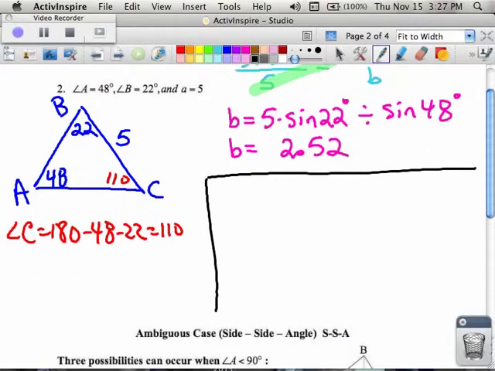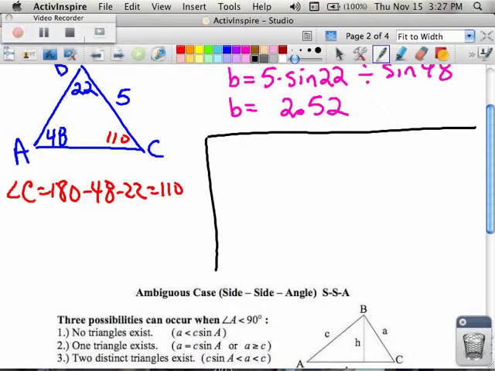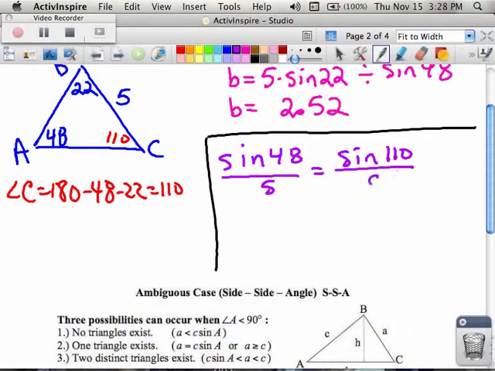And then if I want to do the last part of this particular problem, what I know is I could set it up in a similar manner. So I could do the sine of 48 over 5 equals the sine of 110 all over side C. So these relationships are talking about the sine of a certain angle divided by the side across from it. It should be the sine of a different angle divided by the side across from it. And so now I cross multiply again and divide by what's left over.